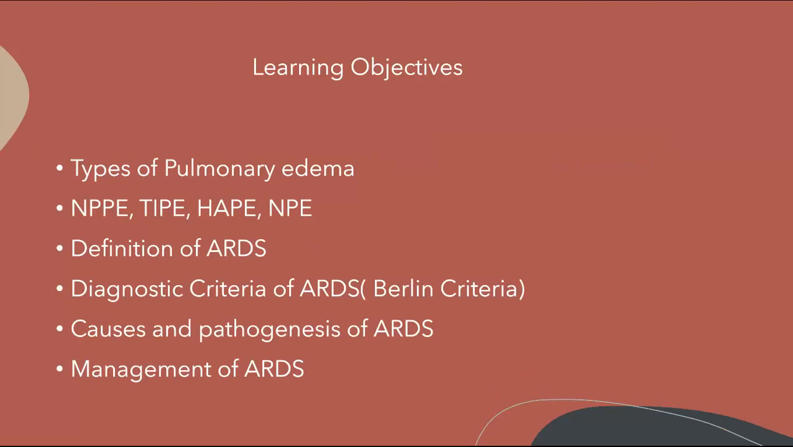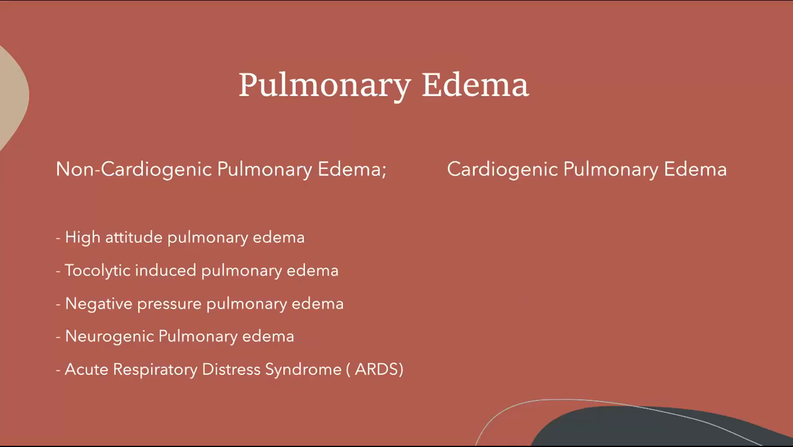So the learning objectives are going to talk about types of pulmonary edema: the neurogenic pulmonary edema, high altitude pulmonary edema, tocolytic induced pulmonary edema, negative pressure pulmonary edema. I'm going to talk about definition of ARDS, diagnostic criteria of ARDS with the Berlin criteria. That's the one from 2012, causes and pathogenesis of ARDS, and the management of ARDS.